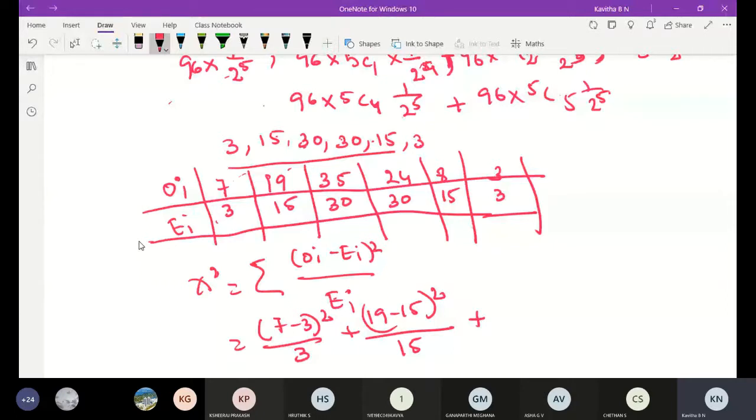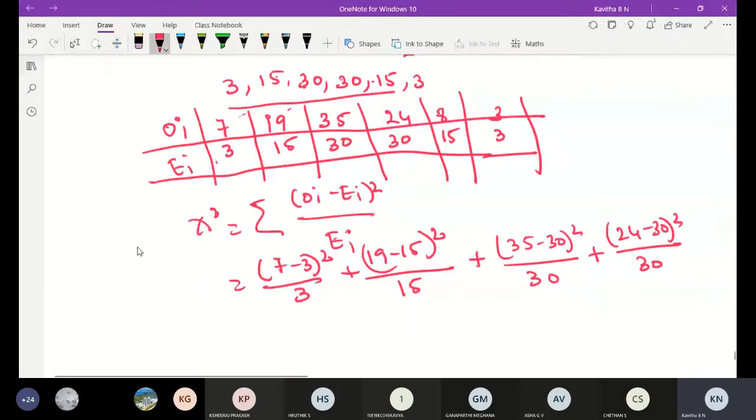Then (35 minus 30) whole square by 30, plus (24 minus 30) whole square by 30. Then plus (8 minus 15) whole square by 15, and (3 minus 3) whole square by 3.